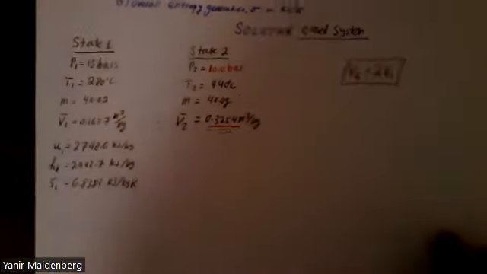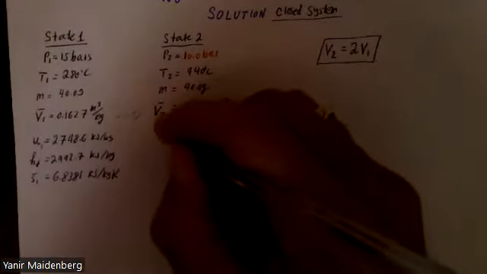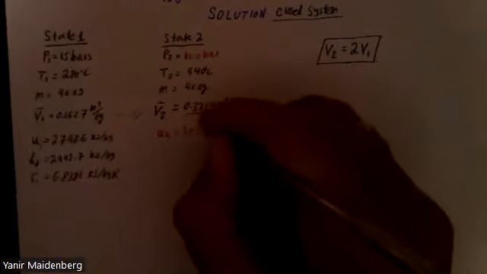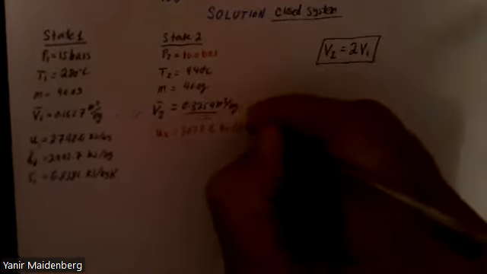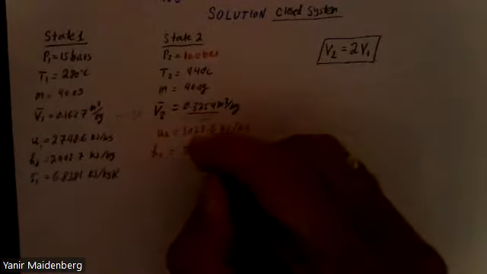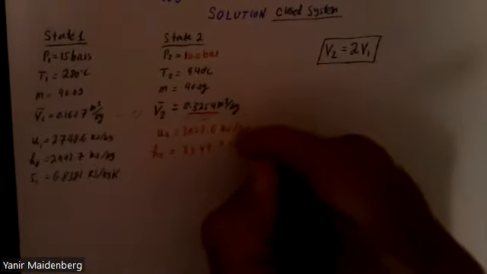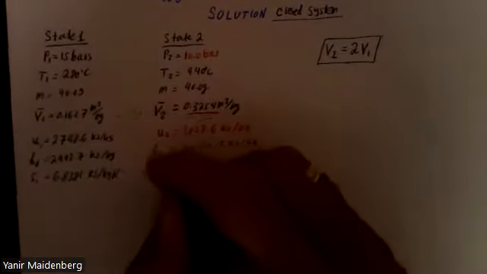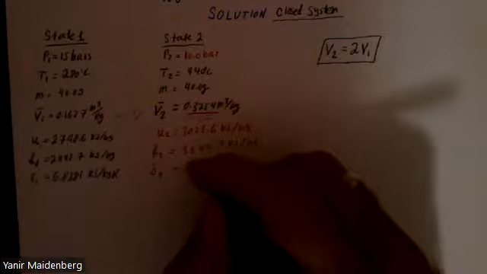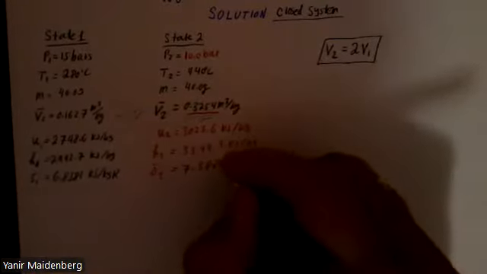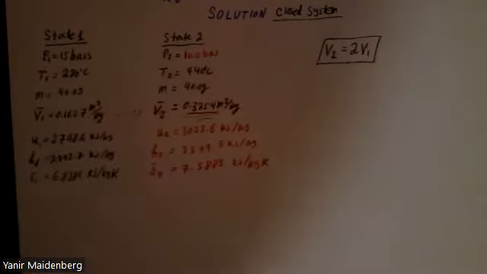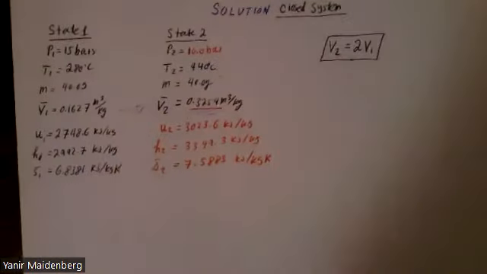And then from the steam table, I'm just going to copy down all the other information. I may not need U and H and S, but I'll copy them down. So I know my specific internal energy is 3023.6, same units as U1. I know my H2 is 3349.3 kilojoules per kilogram. And I know my specific entropy at the end of the day is 7.5883 kilojoules per kilogram Kelvin. Okay, so I know I got the pressure. That's great.